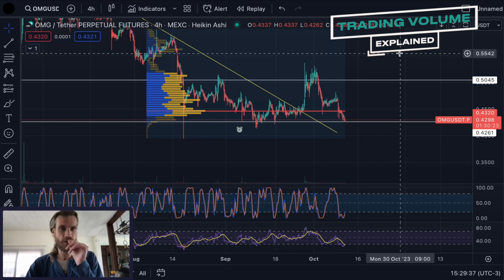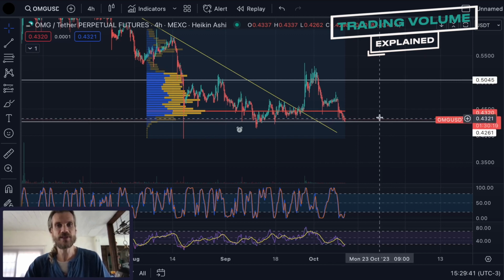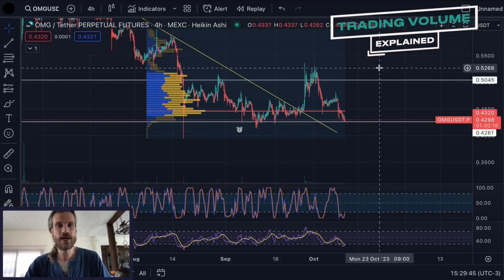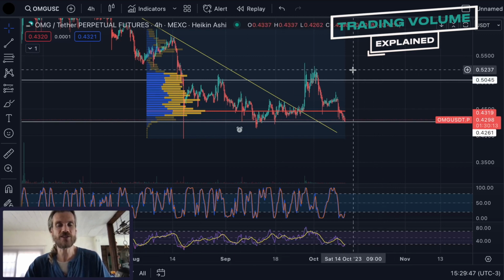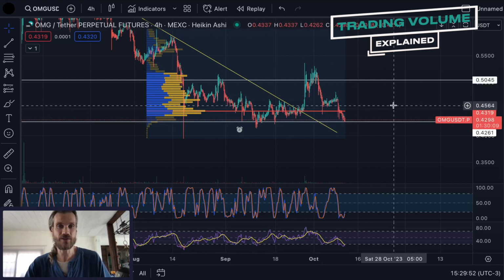Traders are going to want to trade within high volume, high liquidity areas, because that's where you're going to get the most movement. So using the fixed range volume profile can help you ascertain where the price action is going to reverse and potentially where the price action is going to stay or gravitate towards.